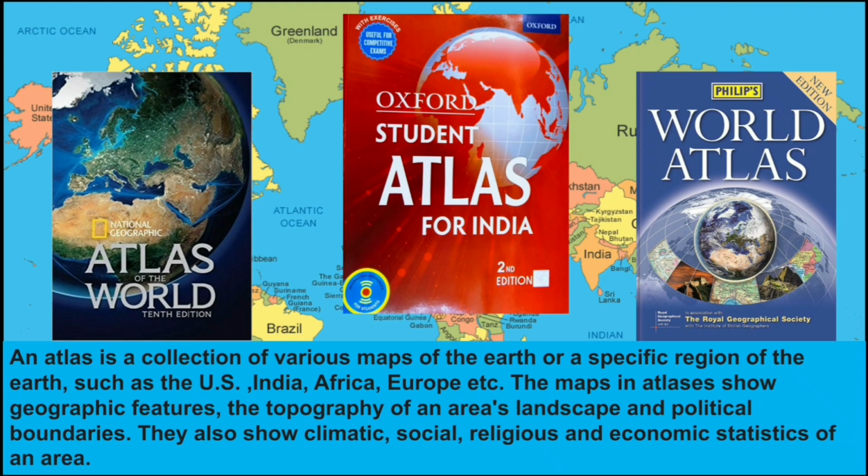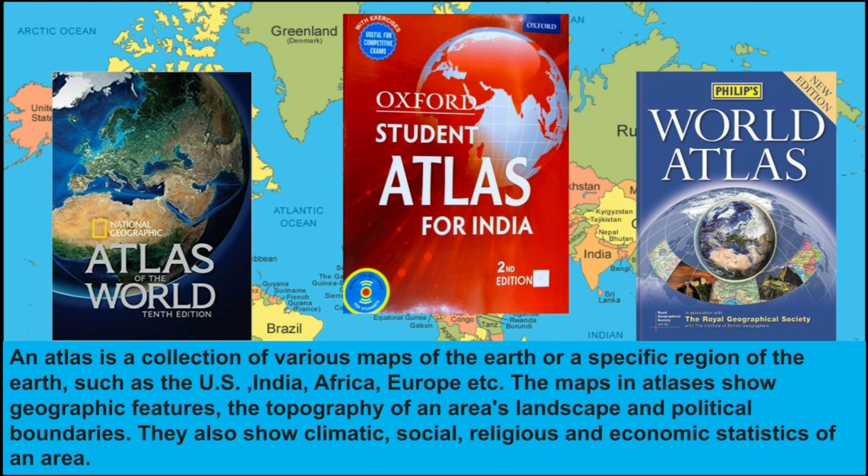Here you can see the pictures of different atlases published by different companies. The first one is the National Geographic Atlas of the World, 10th edition. Oxford Students Atlas for India, 2nd edition, is in the middle. And finally, World Atlas by Philips. So different companies' atlases are given here, and inside there will be some changes in the arrangement of the countries and everything, but there will be no changes in the matter.